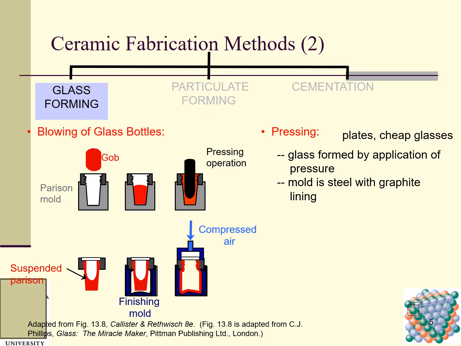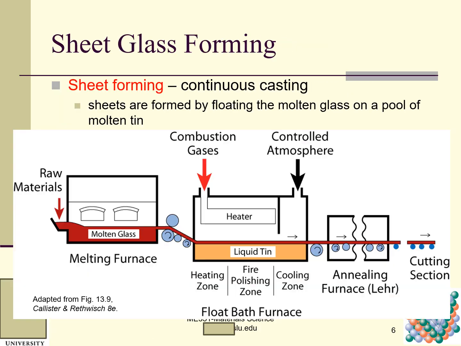This is pressing. With pressing, we can make plates and cheap glasses, glass formed by application of pressure. The mold is steel with graphite lining. So this is fiber drawing. Here is the molten glass, which can go down and is wound up. This is called fiber drawing.